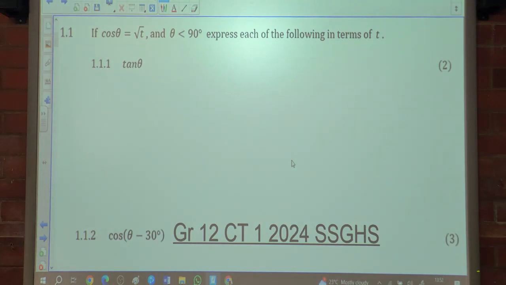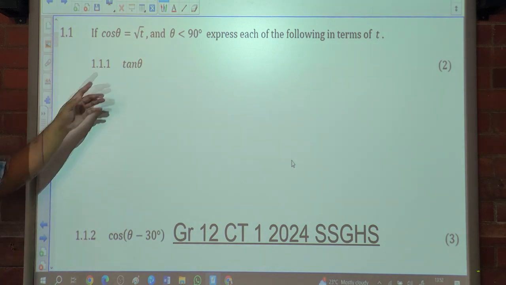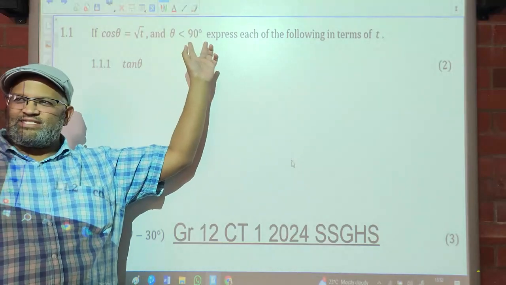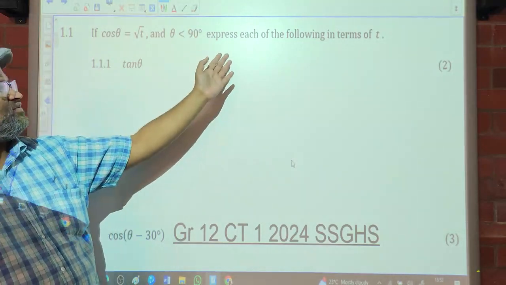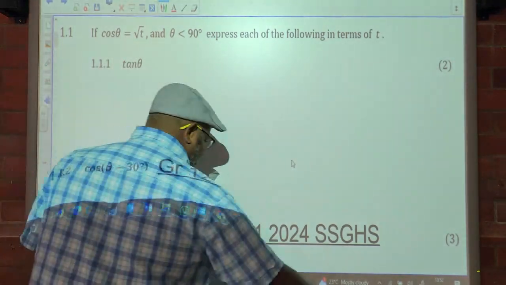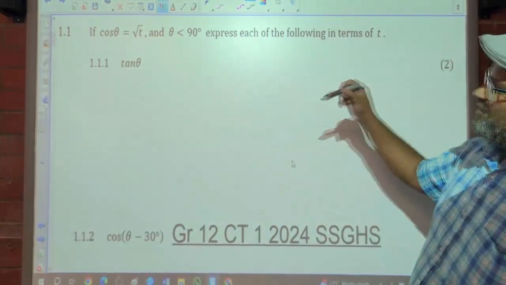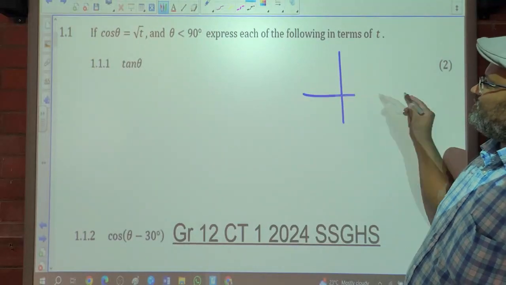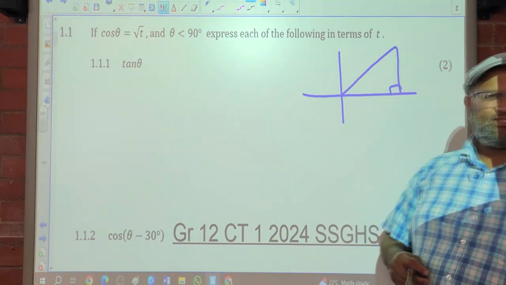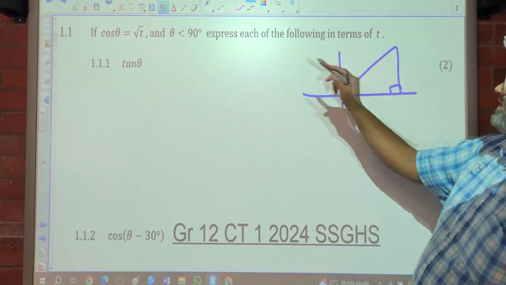So we are told if cos of theta is equal to the square root of t, and theta is less than 90. Remember, if theta is less than 90, what does that mean? First quadrant. Everybody at once? First quadrant. Express each of the following in terms of t. Right. So, if it's in the first quadrant, we draw it in the first quadrant. I don't have to draw the whole quadrant because it is acute. The theta angle is there.